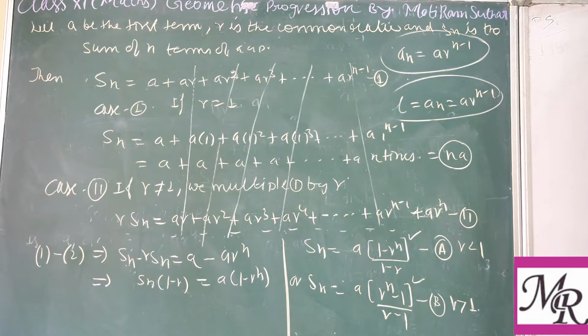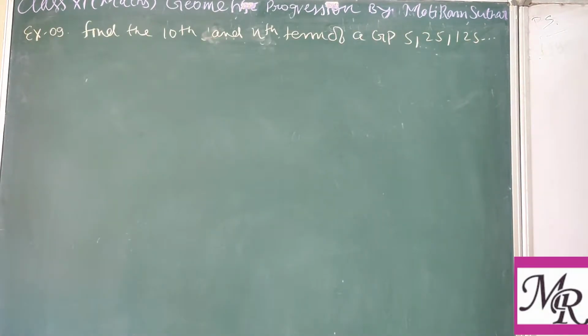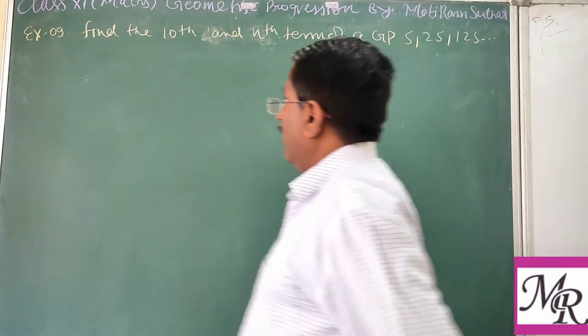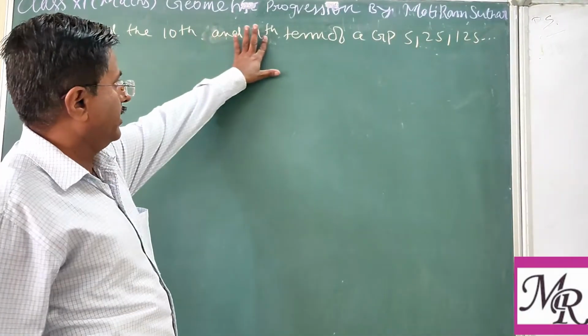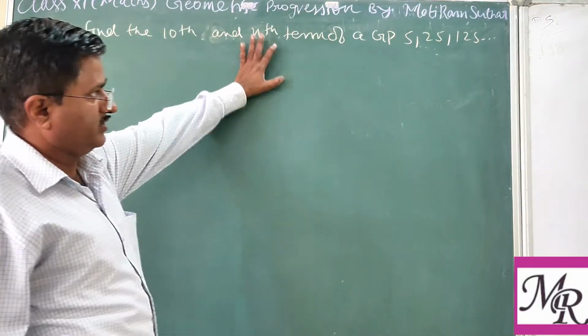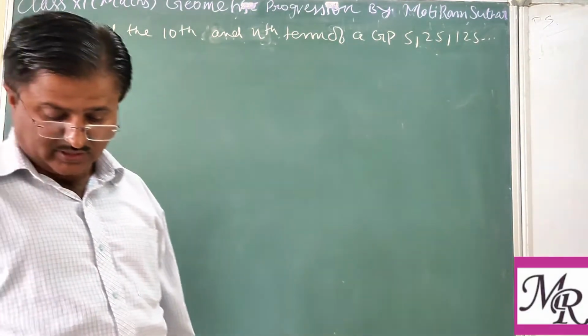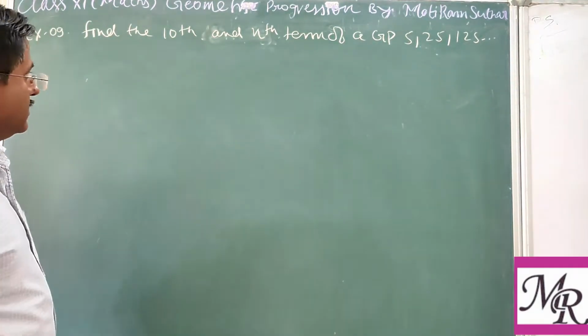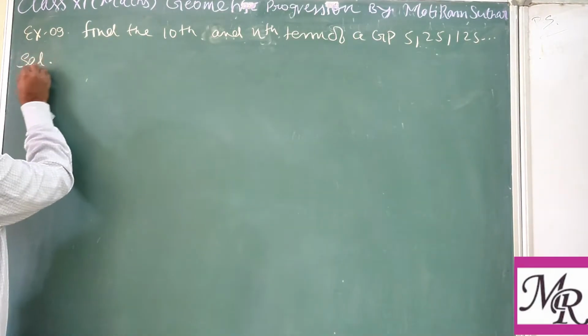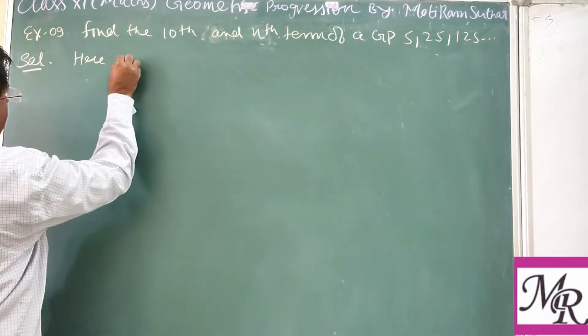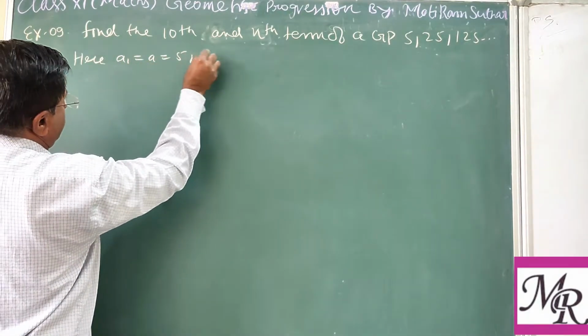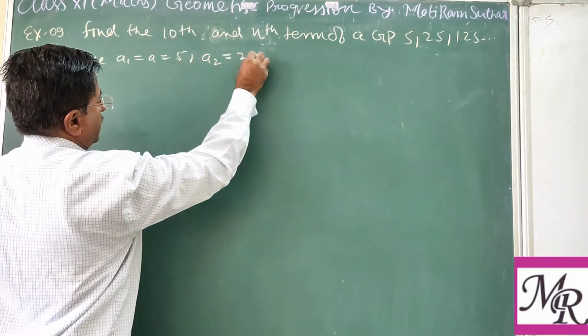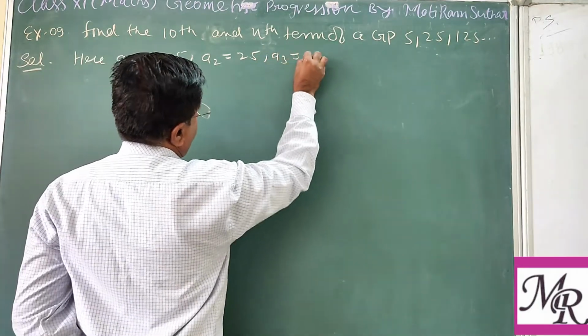Now we see some problem. Find the 10th term of a GP whose first term is given as 5, second term 25, and third term is given as 125. So we can write the solution here. Here A1, that is the first term, is 5, A2, that is 25, A3, 125.